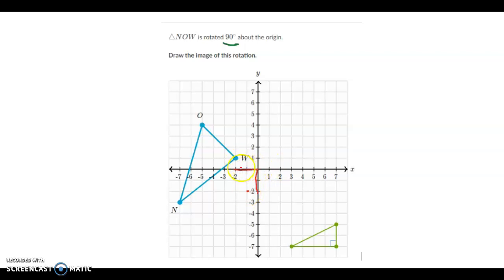So to get to point O, we had to go over 5 and up 4. So now we'll take this movement, 5, 4, and we will move it down here, 5, 4, and we'll end up right there. So that point's there, that point's there, and this last point, we went down 7. We moved in this direction 7, and then moved down 3. So we'll move in this direction 7, and then down 3, and that point will end up right there.